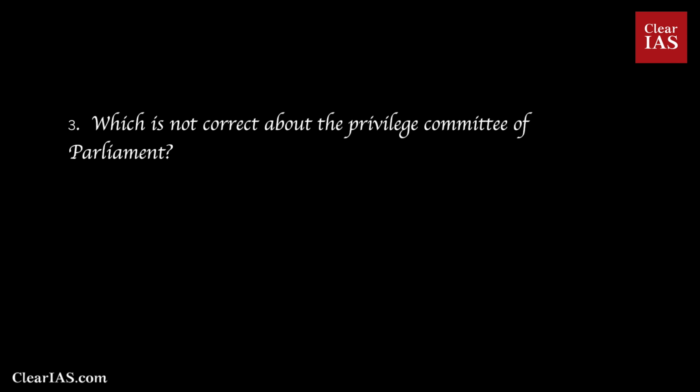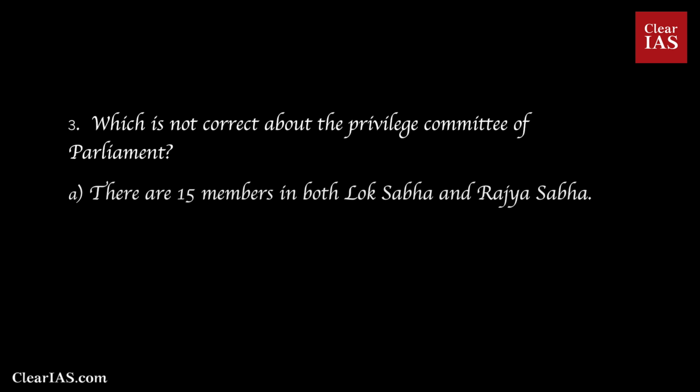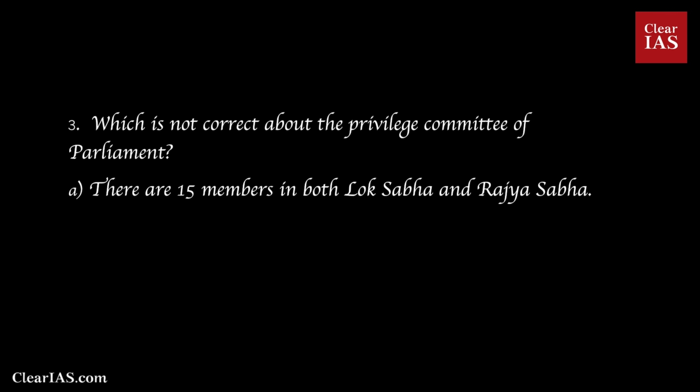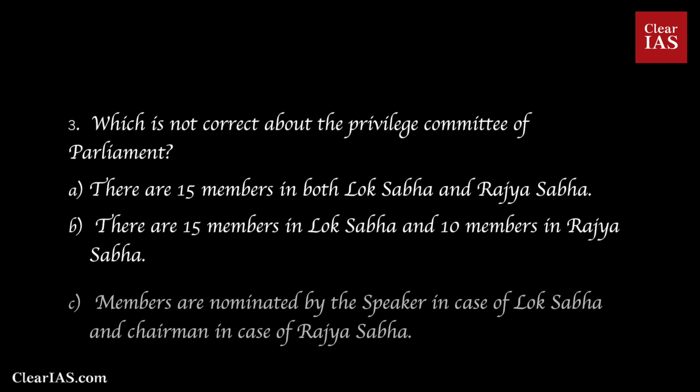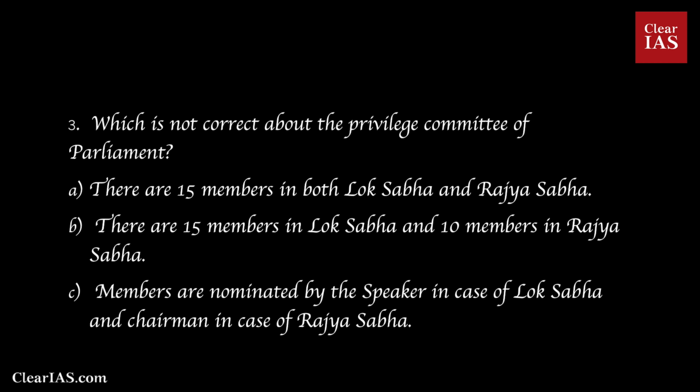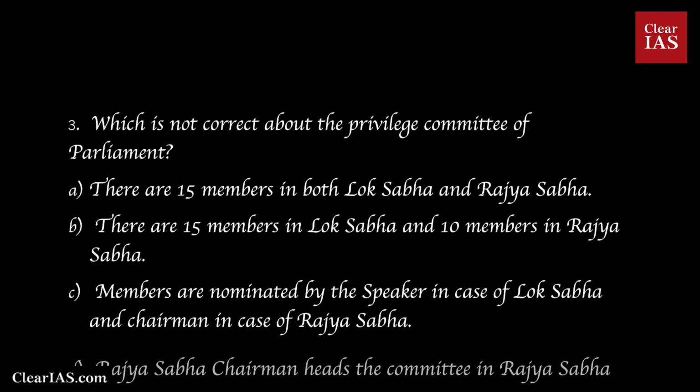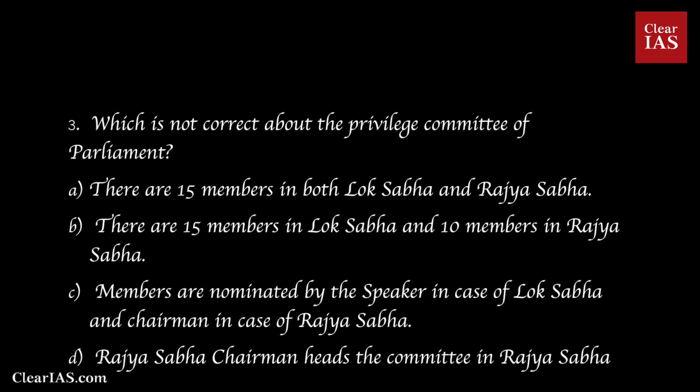Question number 3. Which is not correct about the Privileges Committee of Parliament? Option A. There are 15 members in both Lok Sabha and Rajya Sabha. Option B. There are 15 members in Lok Sabha and 10 members in Rajya Sabha. C. Members are nominated by the Speaker in case of Lok Sabha and Chairman in case of Rajya Sabha. D. Rajya Sabha Chairman heads the committee in Rajya Sabha.